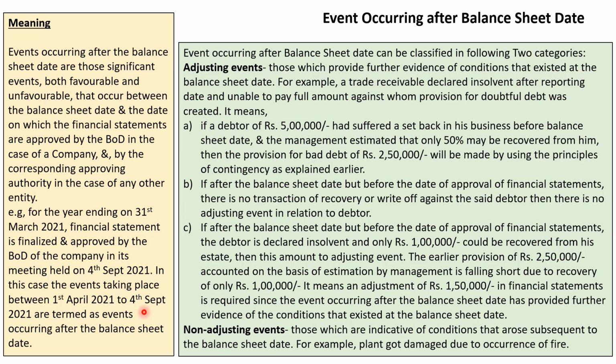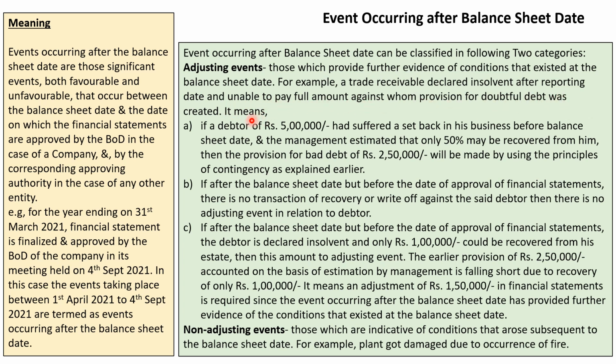Let us now consider what are the different types of events which are considered by AS4. Events occurring after the balance sheet date can be classified in the following two categories. Number one, adjusting events, and number two, non-adjusting events. Adjusting events are those which provide further evidence of conditions that existed at the balance sheet date. For example, a trade receivable declared insolvent after the reporting date and unable to pay the full amount, against whom a provision for doubtful debt was created.